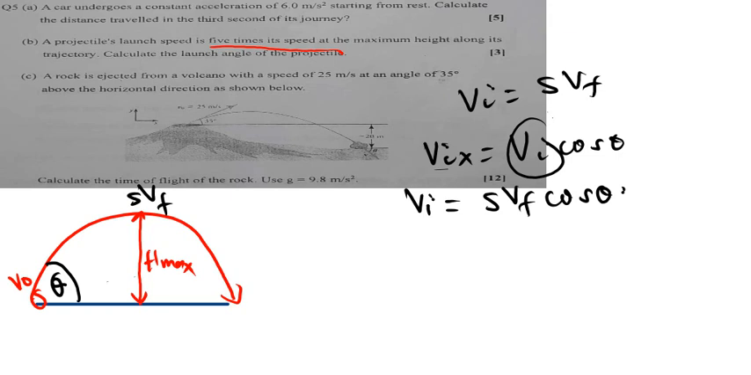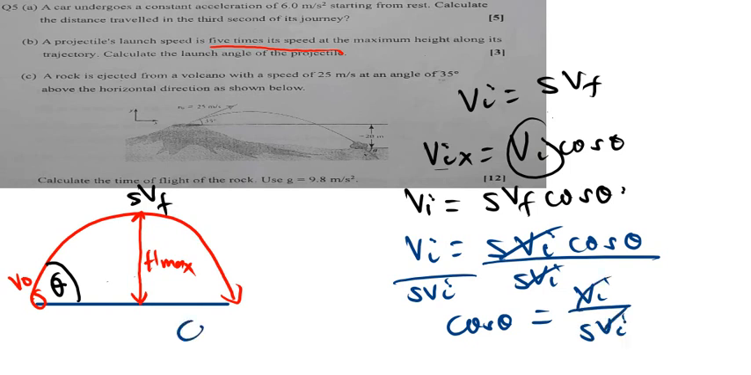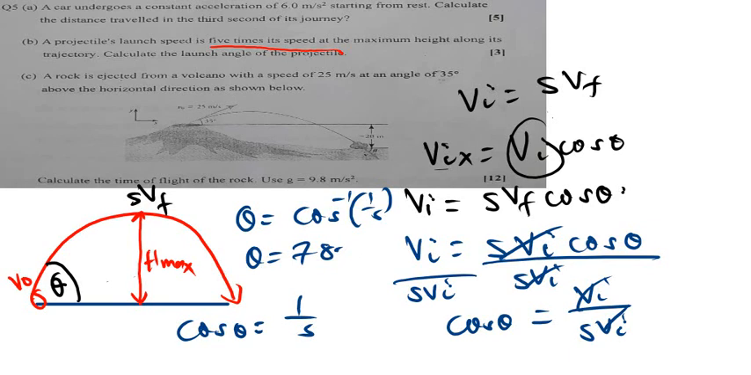We don't have to struggle. That's the reason I just replaced this. Then I divide this side by 5v initial. These will cancel, so I'll have cos theta equal to v initial divided by 5v initial. These again will cancel. I will remain with cos theta equal to 1 over 5. Then theta will be equal to cos inverse 1 over 5. You end up having 78.46. If I round it off, it will be 78.5 degrees. As simple as that.